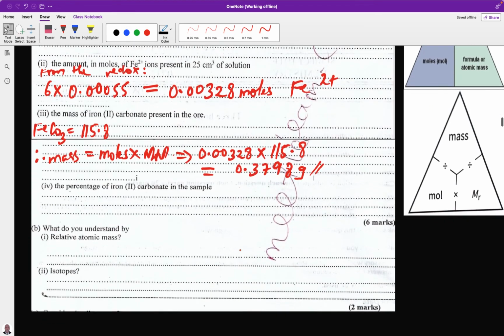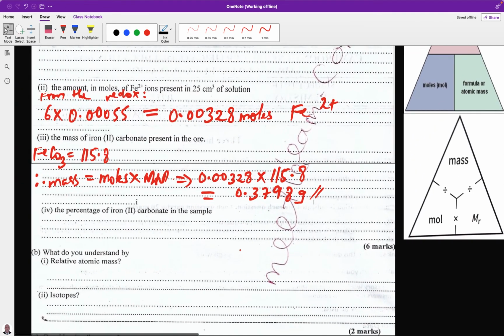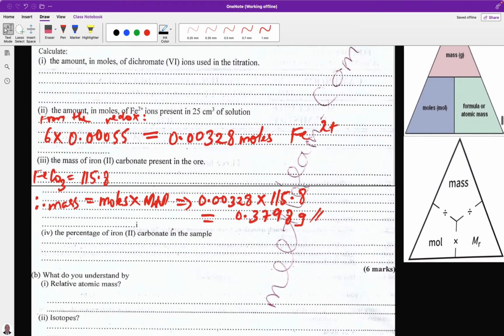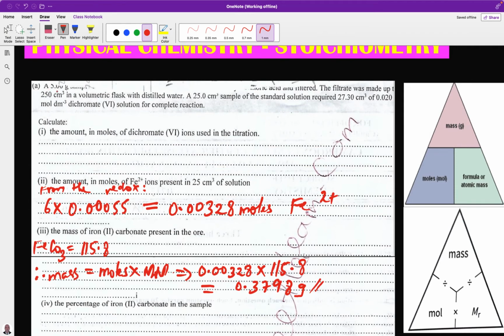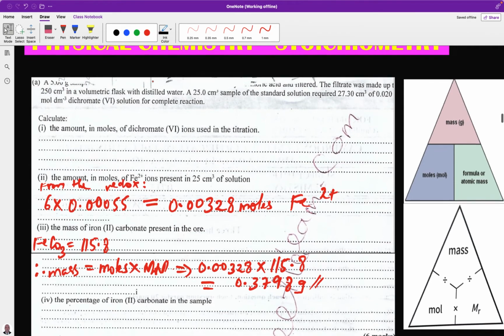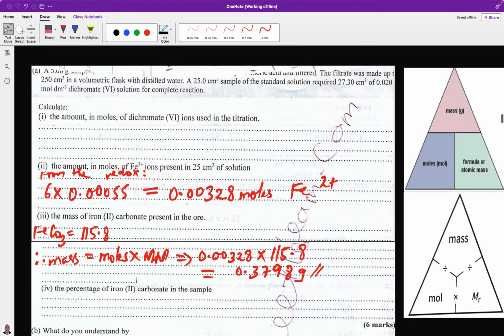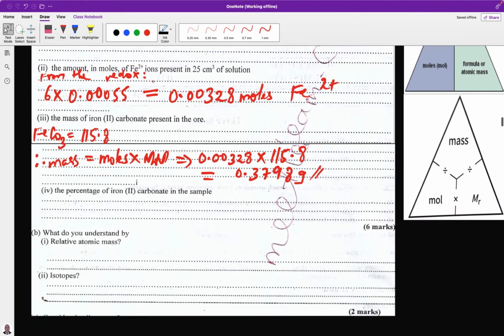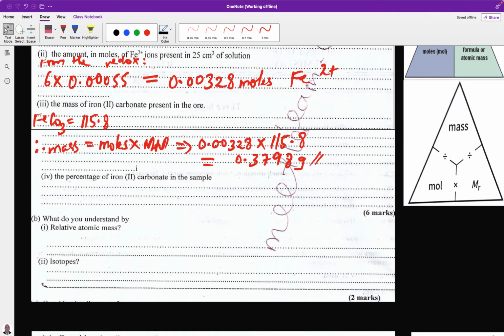Now we go further again. We can now say the percentage of iron 2 carbonate in the sample. The percentage from the mass here, we were told a 5.00 gram sample of the ore was treated with hydrochloric acid and filtered. The filtrate was made up to 250. So in this case, the original mass is 5 gram. So the percentage of iron 2 carbonate in the sample is supposed to be this mass.